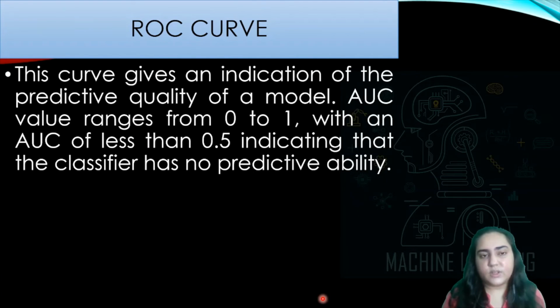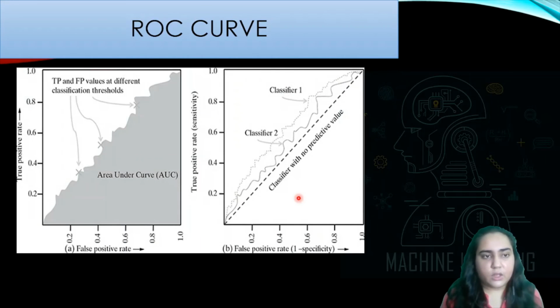So what does this curve tell you? It gives you an indication of the predictive quality of a model. And the area under the curve, which ranges from 0 to 1, if AUC is less than 0.5, it would indicate that the classifier has no predictive ability because the area under the curve is less than 0.5.